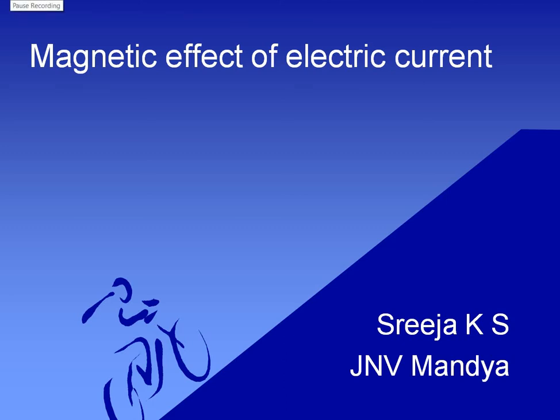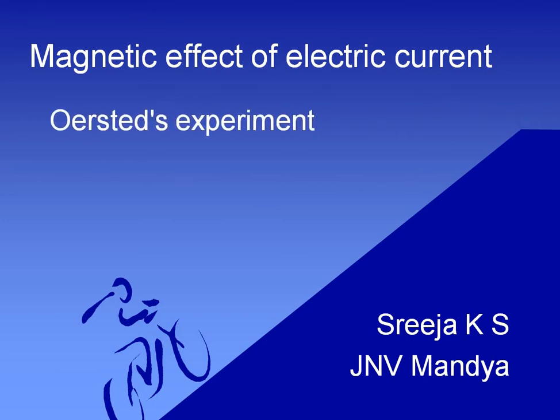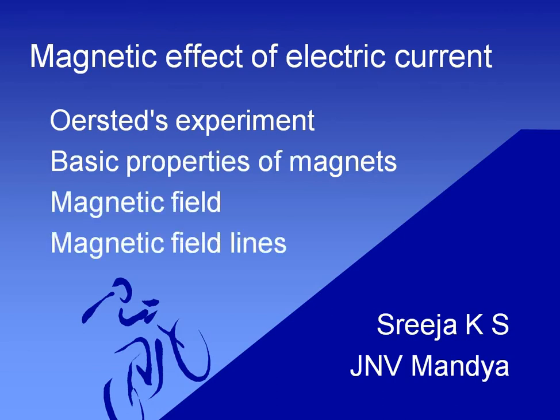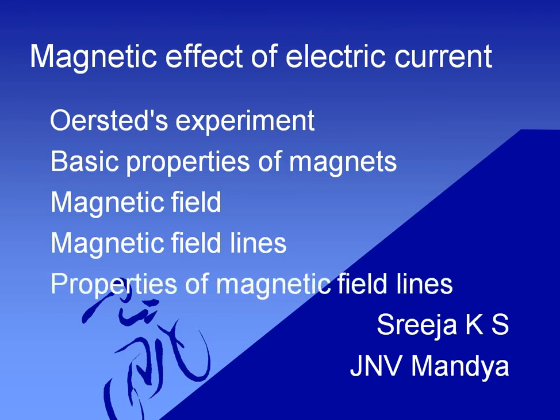Dear children, today we will start another chapter of physics, that is magnetic effect of electric current. And in this chapter we will discuss about Oersted's experiment. Then we will discuss basic properties of magnets. Afterwards we will discuss what is meant by magnetic field, then magnetic field lines and properties of magnetic field lines. Okay, these things we will discuss in detail in this session.